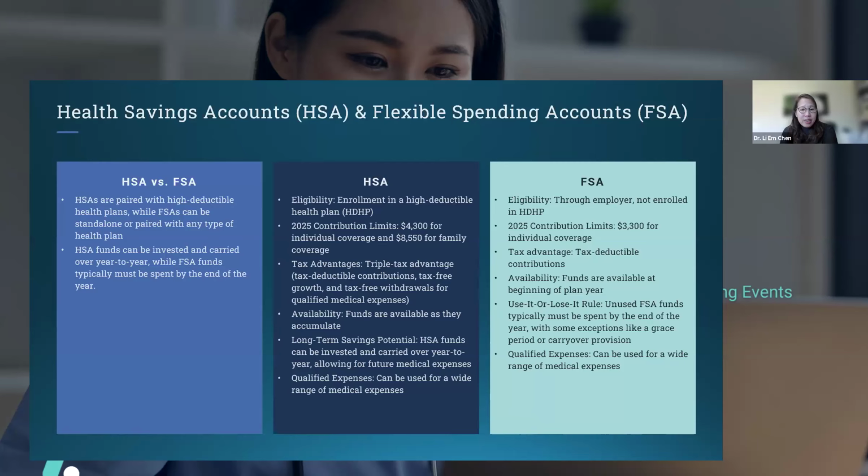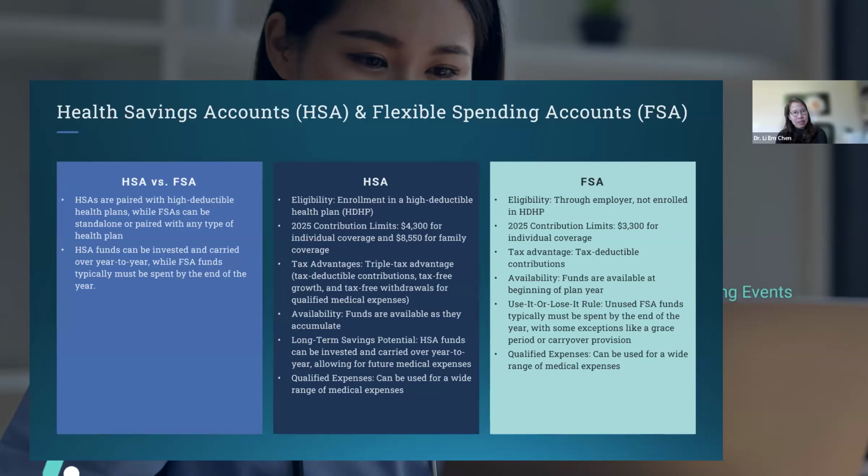Now, HSAs are paired with high deductible health plans. You cannot have an HSA unless you have a high deductible health plan. And if you have a high deductible health plan, you can only have an HSA, you cannot have an FSA. So, FSAs can be paired with any health plan that's not a high deductible health plan, meaning an HMO or a PPO.